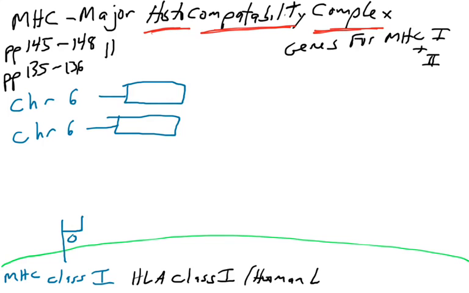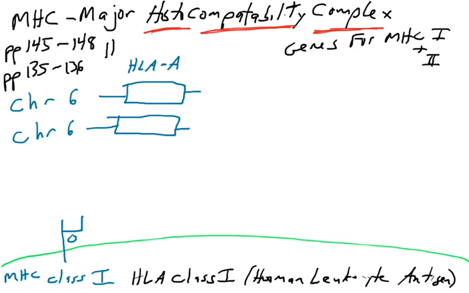Now, the other term that you're going to see us using throughout these videos and in your textbook is HLA, which stands for human leukocyte antigen. So that's another term that people use for the protein found on the surface of cells that are involved in antigen presentation. So MHC class I and HLA class I mean the same thing. They refer to the proteins on the surface of cells.